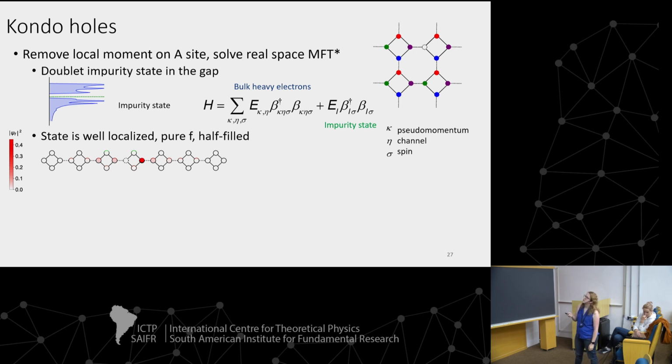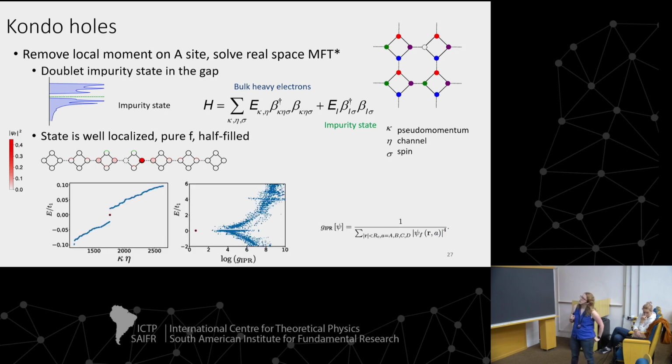And it is very well localized. So notice the defect state is here. The impurity weight is in red, so it's mostly opposite from here. This is basically like 96% F in character, and it's exactly half filled. So you find this if you just take this real space lattice, diagonalize it, and look at all of your energies.